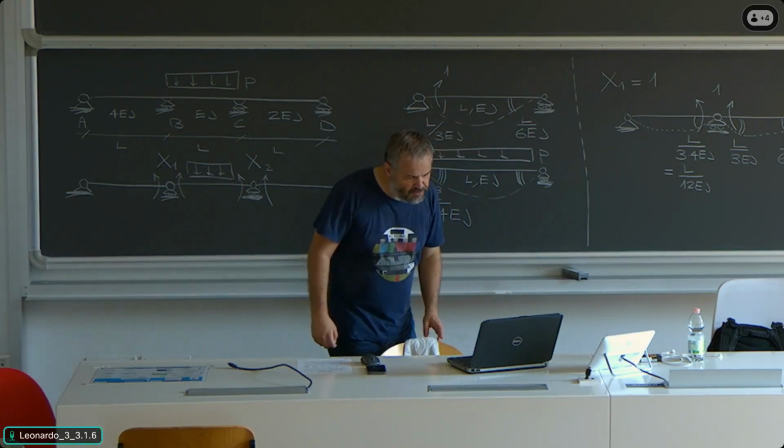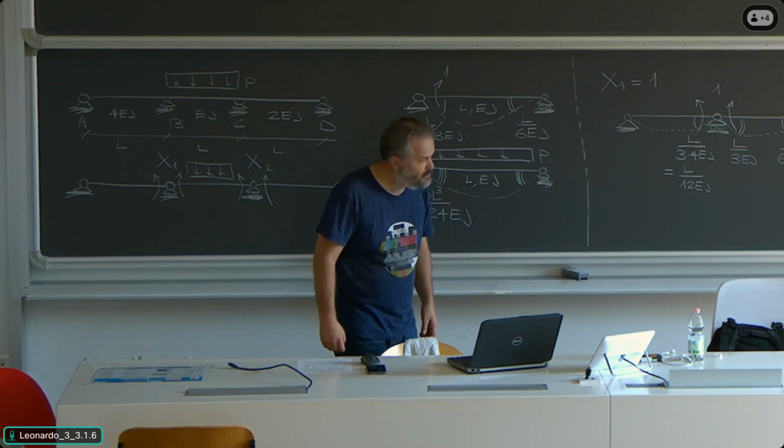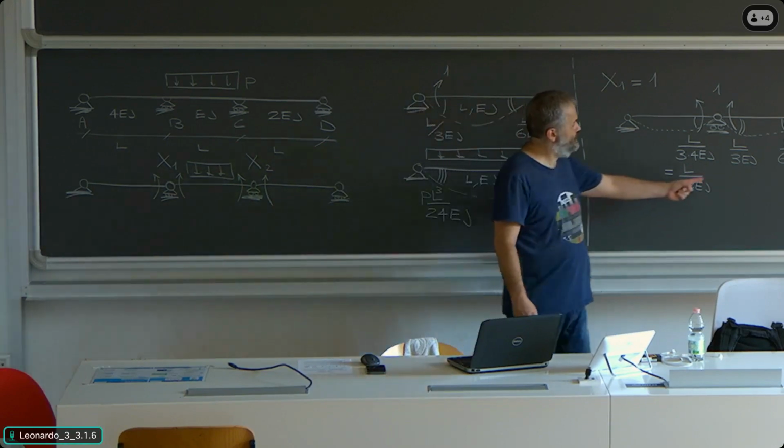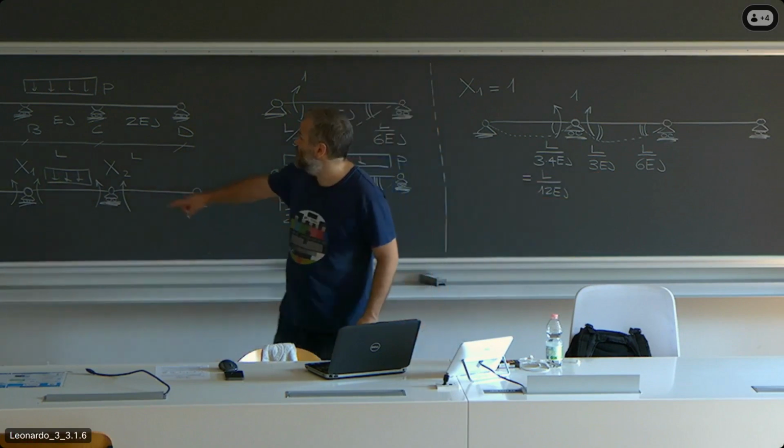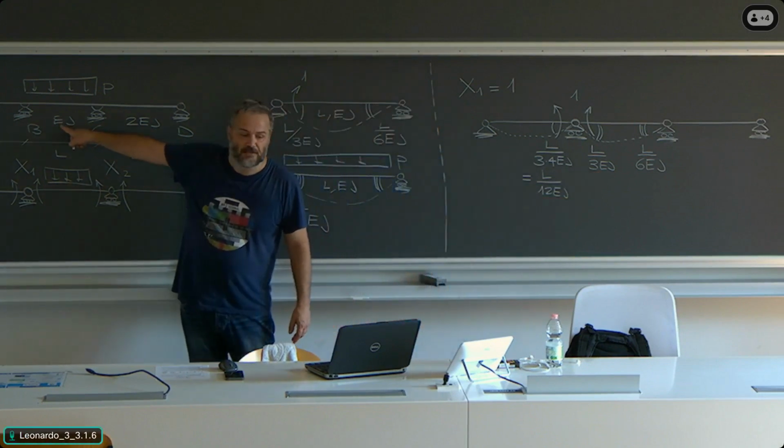Why is the first 3 and not 6? This one, because the bending stiffness here is EJ.